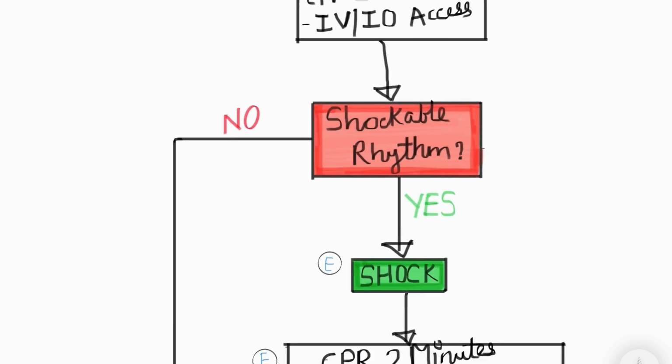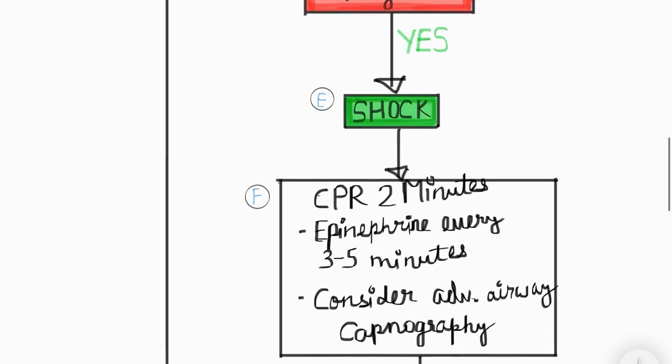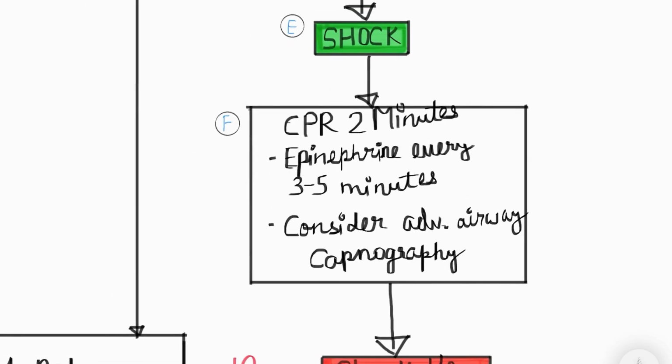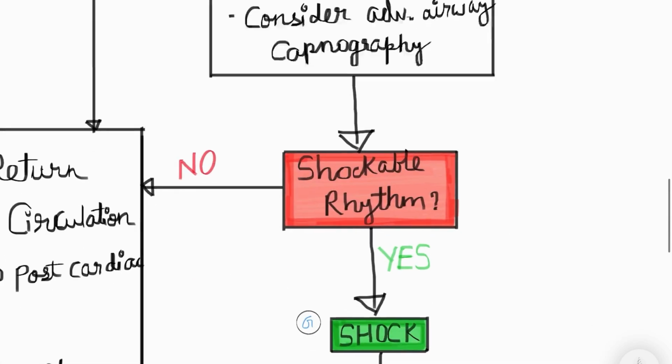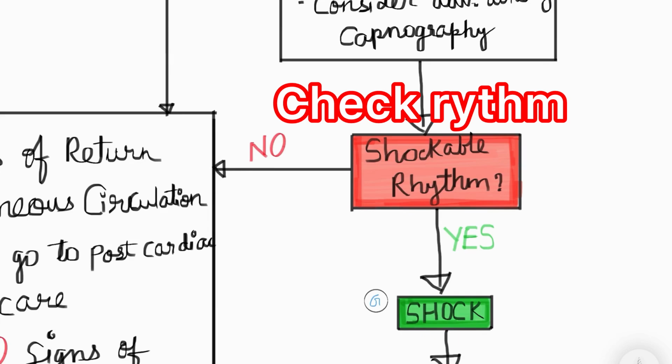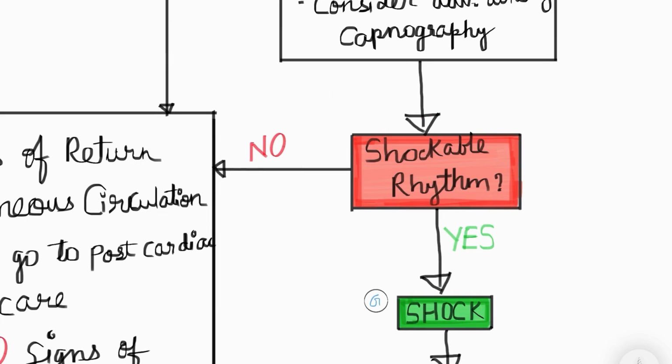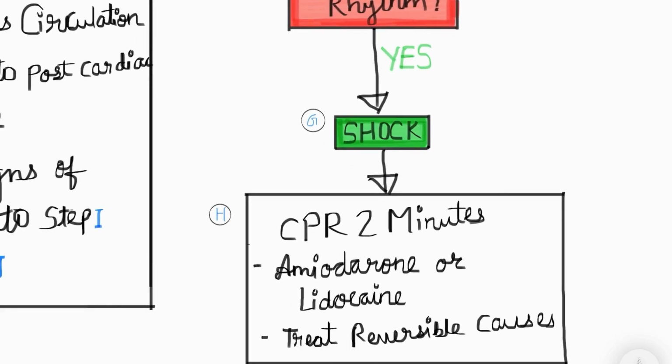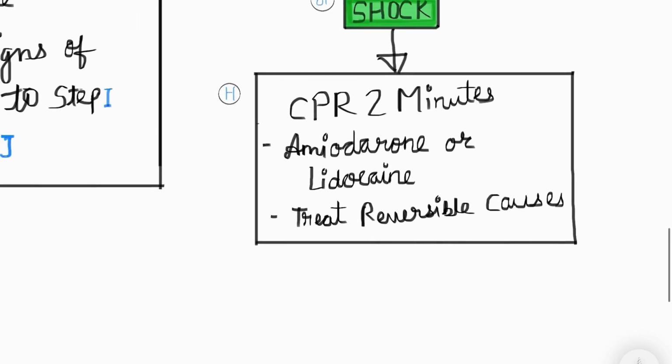Again check the rhythm. Is it shockable or not shockable? If it's shockable, then deliver the shock and again start CPR for 2 minutes. Give epinephrine every 3 to 5 minutes. Again deliver the shock and check the rhythm. If it's shockable, then deliver the shock and start CPR for 2 minutes, and this time give amiodarone and lidocaine, and treat the reversible causes.